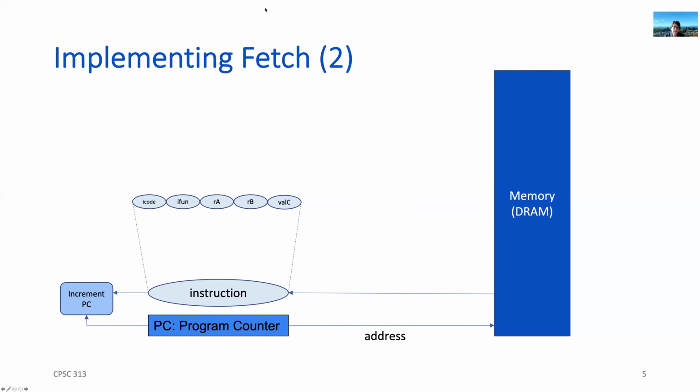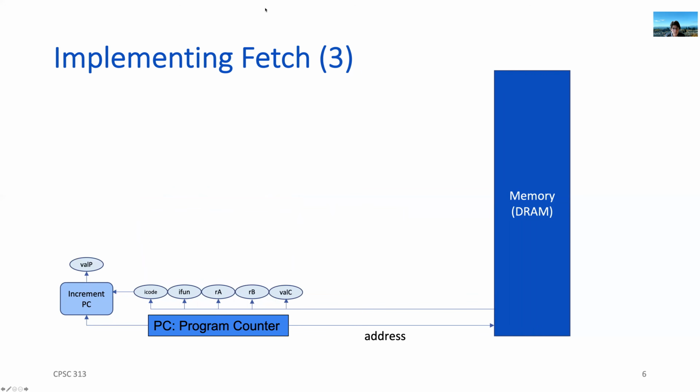And then, based on the opcode, that will tell us exactly how many bytes we needed to read. And based on that opcode and how many bytes we needed to read, we're going to figure out how to increment the PC and produce a potential next PC value, which we'll call valP. Now, why do I say potential next value? Well, the reason I say potential is that sometimes we have jump instructions or call instructions, and that will mean that we actually go to a location different than valP. So from the PC, we use that as the address into memory. We read out the instruction, we populate these registers, and we increment the PC. And that's our fetch stage.